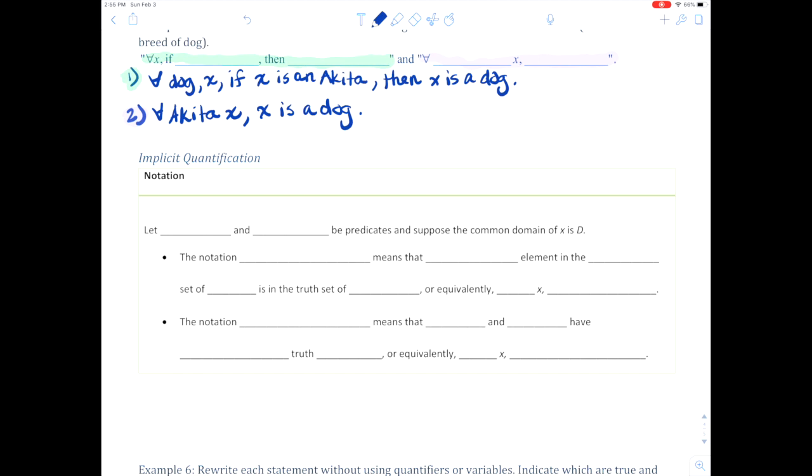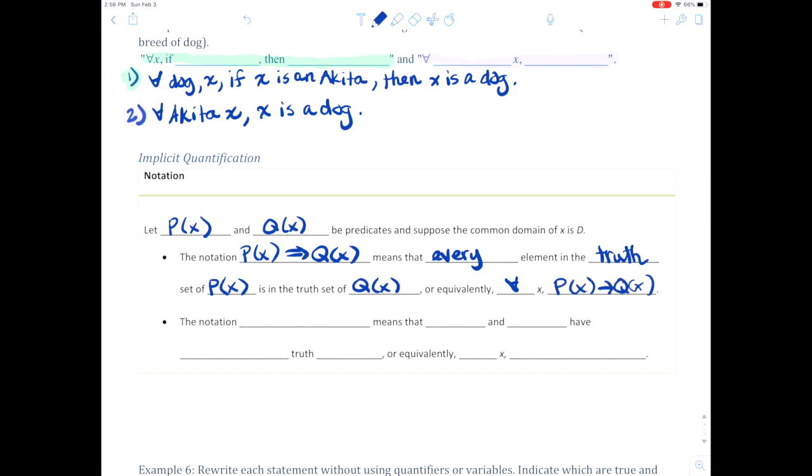Implicit quantification. Let P of x and Q of x be predicates, and suppose the common domain of x is D. The notation P of x implies Q of x means that, notice a double line on the flat part of the arrow, every element in the truth set of P of x is in the truth set of Q of x, or equivalently, for any x, P of x implies Q of x. The notation P of x if and only if Q of x, with the double arrows for the flat part of the arrow, means that P of x and Q of x have identical truth sets.